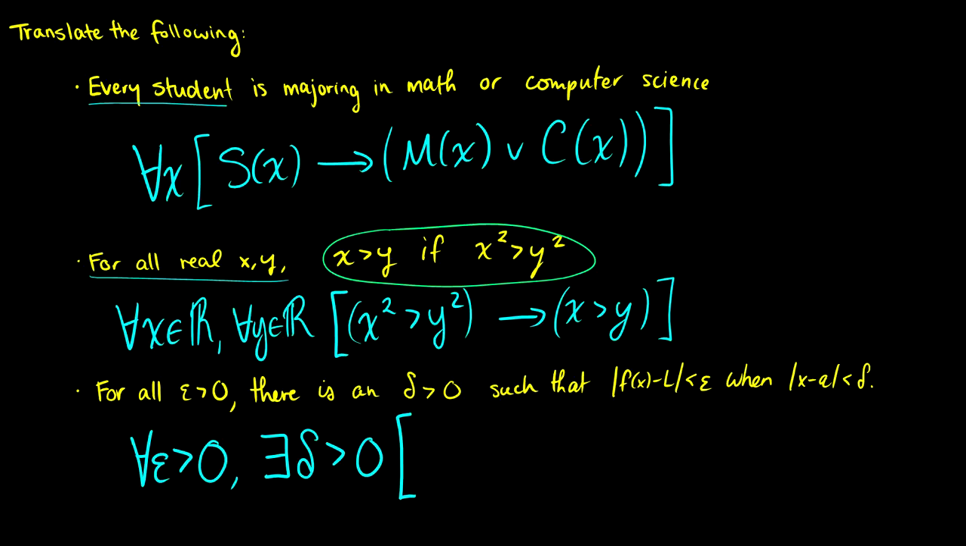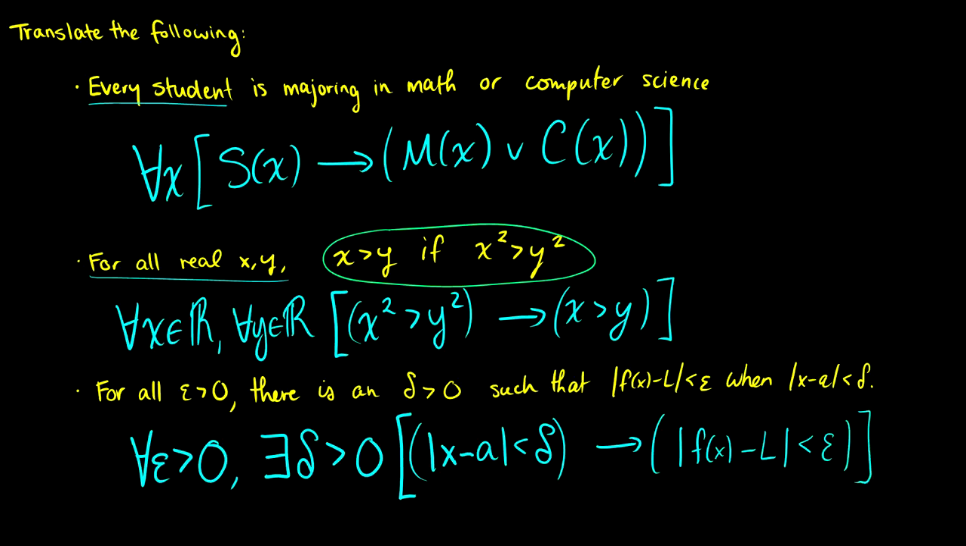The absolute value of f of x minus L is less than epsilon when x minus a is less than delta. So this when is just like the if. So when is if. So that means that if the absolute value of x minus a is less than delta, then we get that the absolute value of f of x minus L is less than epsilon. So our translation: for all epsilon greater than 0, there exists a delta greater than 0 such that if the absolute value of x minus a is less than delta, then the absolute value of f of x minus L is less than epsilon. Okay, so those are three translations.